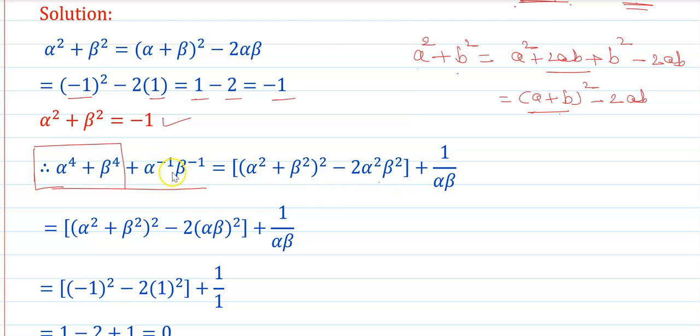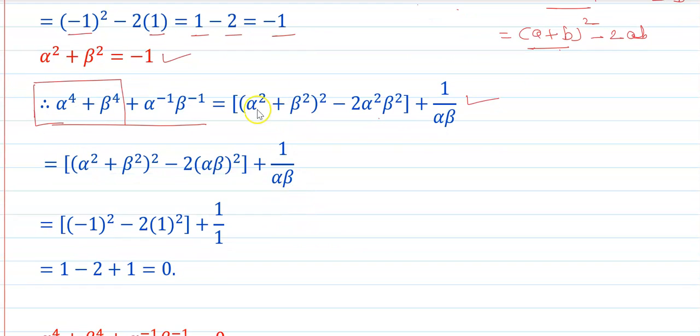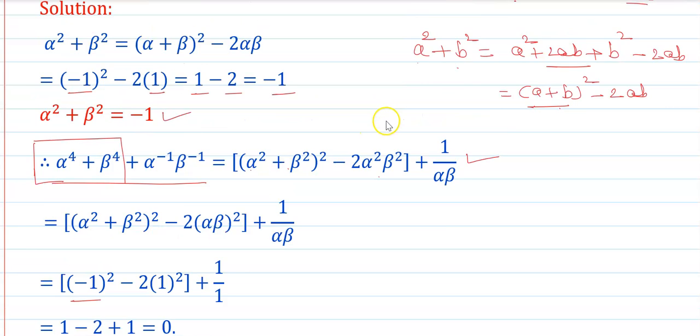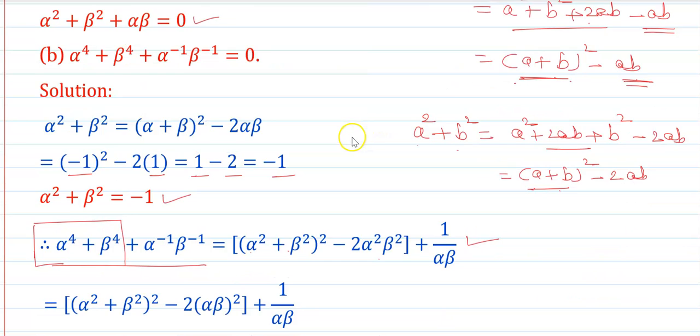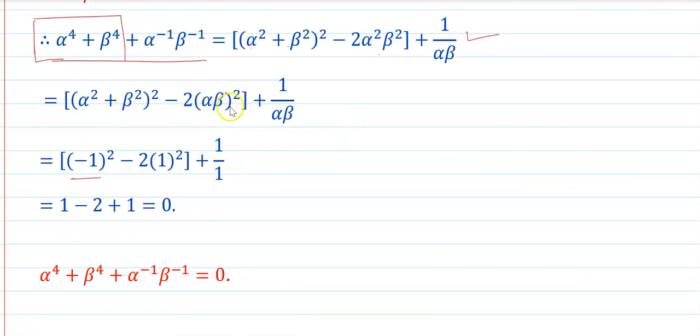Next, alpha raised to minus 1 beta raised to minus 1 can be written as 1 upon alpha into beta. Now next, the value of alpha square plus beta square is minus 1, minus 2 alpha square into beta square. Alpha square into beta square, the value of alpha into beta, that is 1.